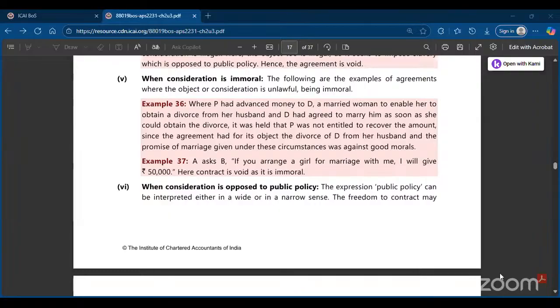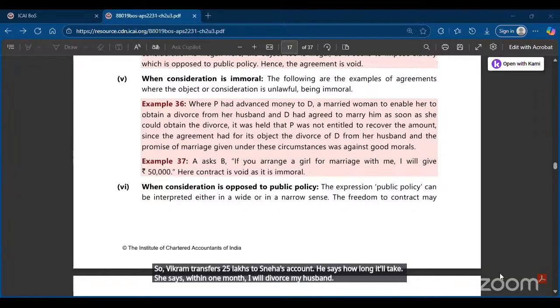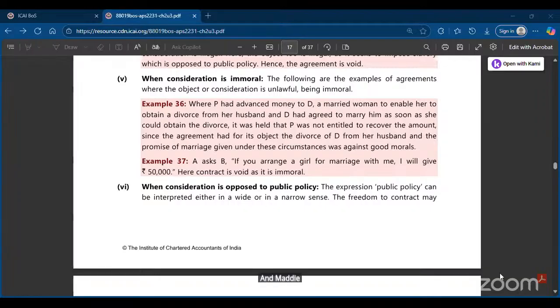Sneha says, "Okay, you give me 25 lakhs first, advance, and then after the divorce, you give me the remaining 25 lakh." So Vikram transfers 25 lakhs to Sneha's account. He says, "How long will it take?" She says, "Within 1 month, I will divorce my husband and marry you."